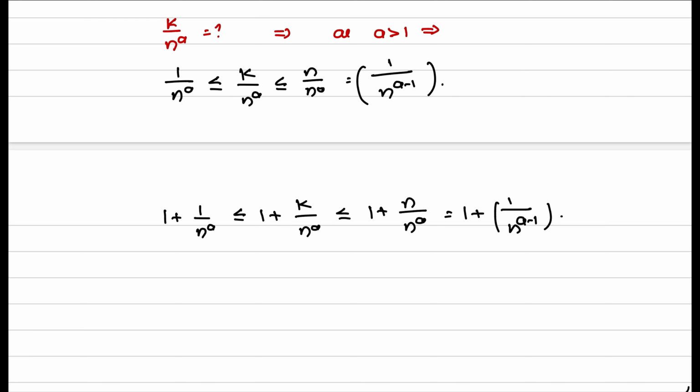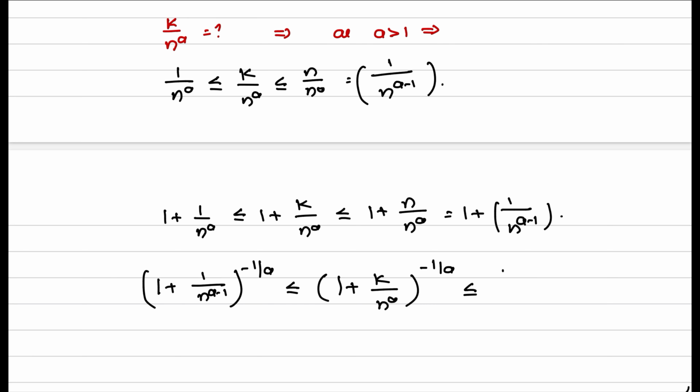Now, when we use the negative exponential in this, the inequality reverses, because minus 1 by a, if you use it as an exponential, then (1 plus 1 by n to the power of a minus 1) whole to the power of minus 1 by a is less than or equal to (1 plus k by n to the power of a) to the power of minus 1 by a is less than or equal to (1 plus 1 by n to the power of a) to the power of minus 1 by a.